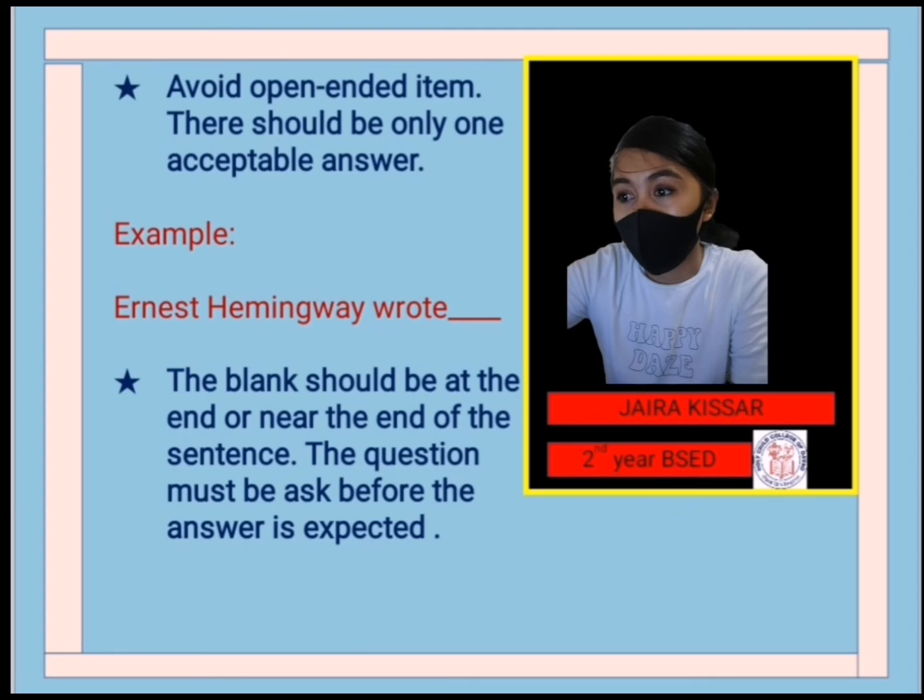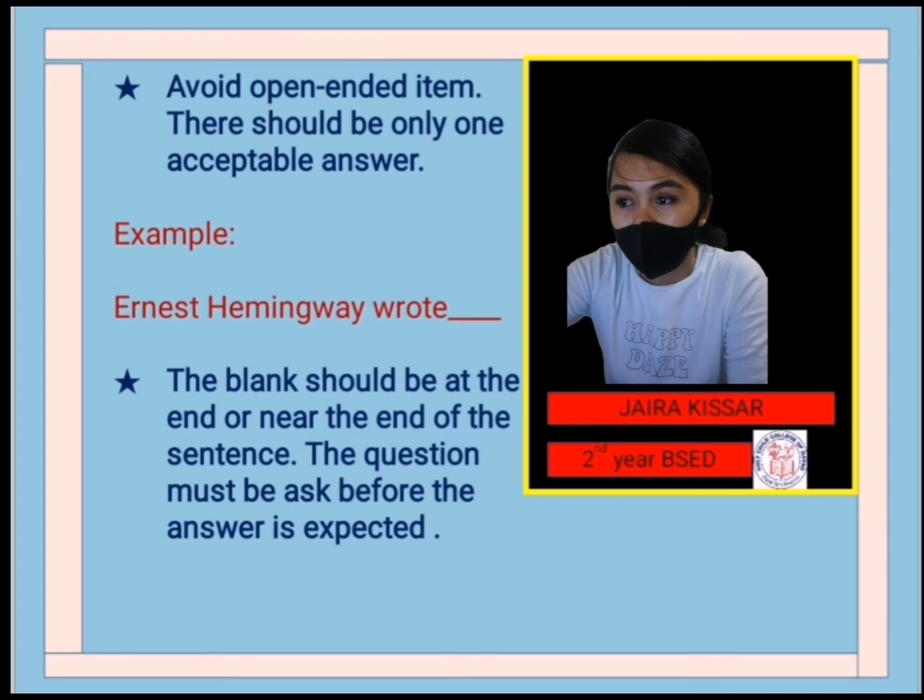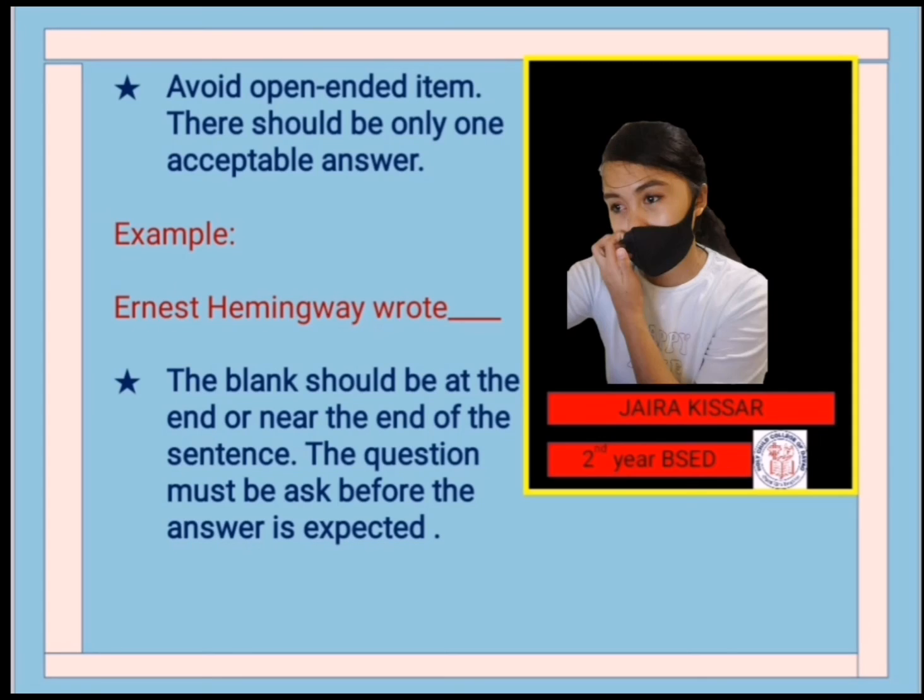So example, Ernest Hemingway wrote a blank. So we know that Ernest Hemingway is a novelist. So we have to give another clue to know what is the right answer for this one. Another clue. So the blank should be at the end or near the end of the sentence. The question must be asked before the answer is expected. Blank and like that.